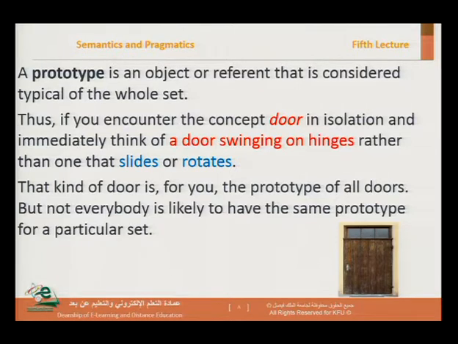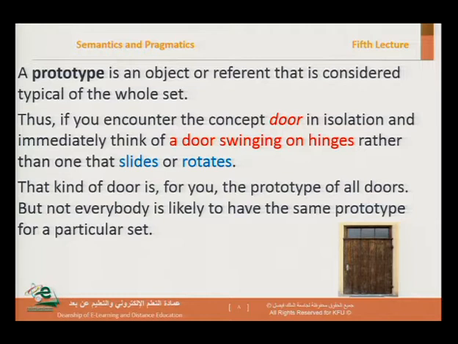or if you think about door in isolation just in your mind, you would immediately think of a door swinging on hinges, right? Hinges, like these. The joints that hold the door. Just the kind of regular door that we have in our houses. That kind of door is for you the prototype of all doors. If you think of a door, you think of the one that has a handle, a lock, and swings. That's the door that comes first to your mind. So we call this the best example, or best exemplar, or prototype.